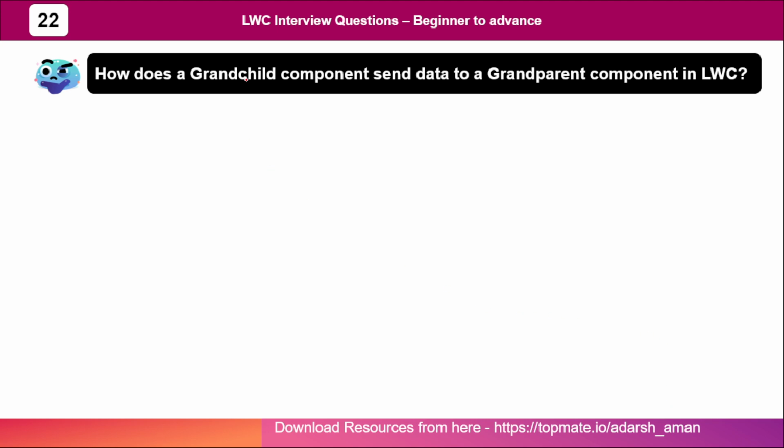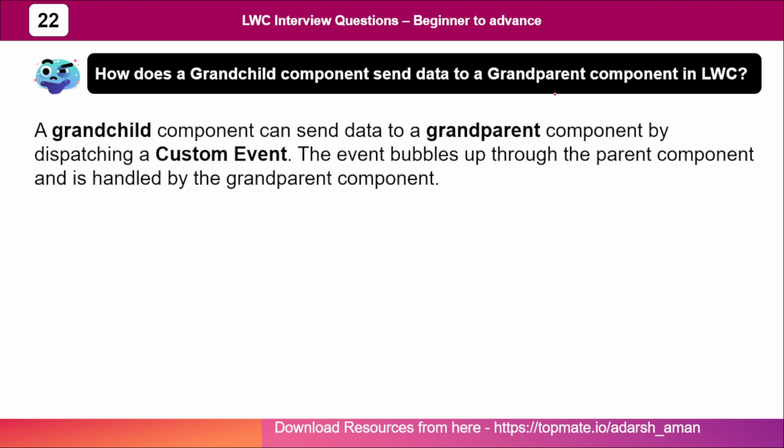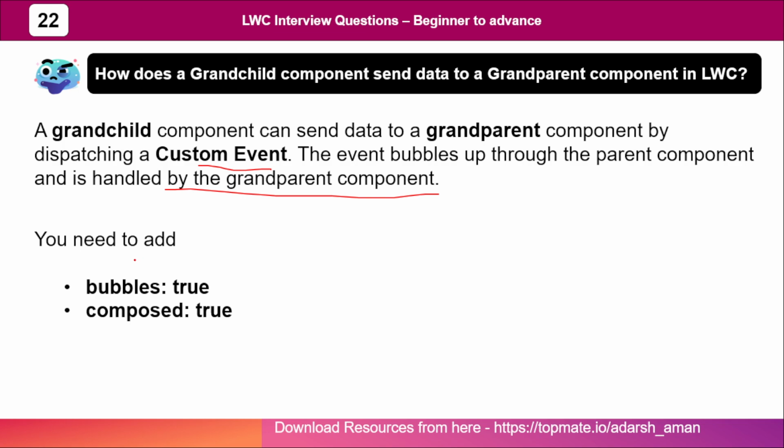How does a grandchild component send data to a grandparent component in LWC? A grandchild component can send data to a grandparent component by dispatching a custom event. The event bubbles up through the parent component and is handled by the grandparent component. You need to add two things here: whenever you are creating the custom event on the child, you need to set bubbles true and composed true. So let's understand this with the help of an example.